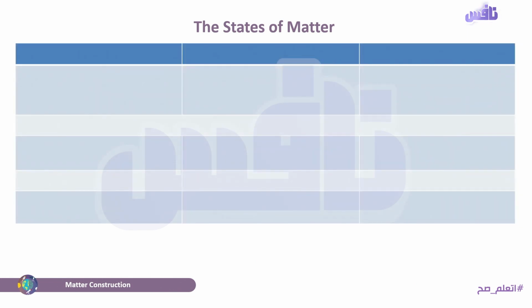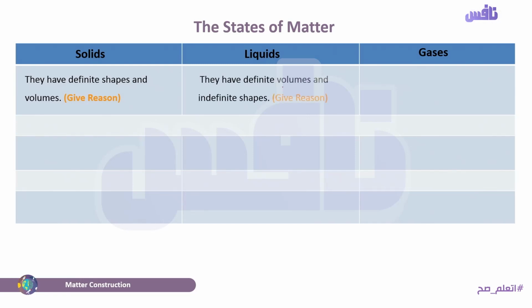Now I need to compare between the states of matter. We have 3 states of matter: solid and liquid and gases. Okay, in the solid state, they have the definite shape and volume. In a liquid state, they have the definite volume and indefinite shape.